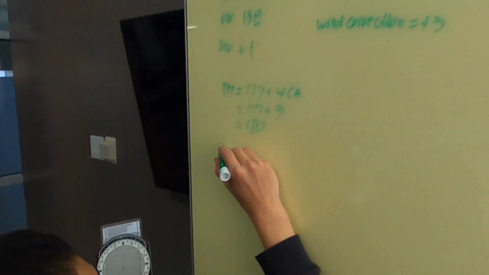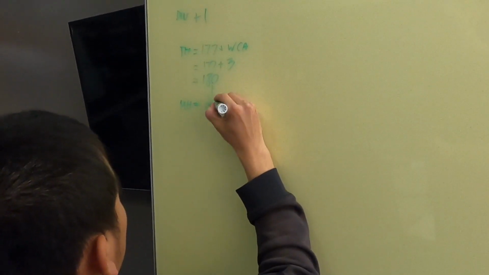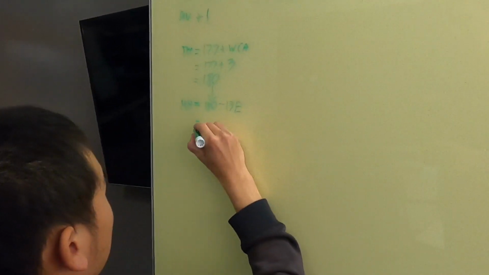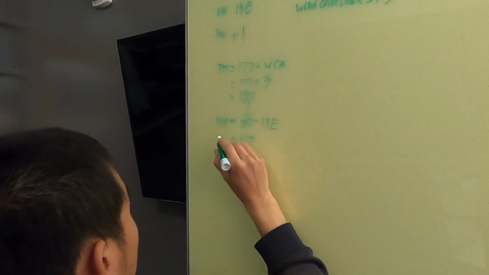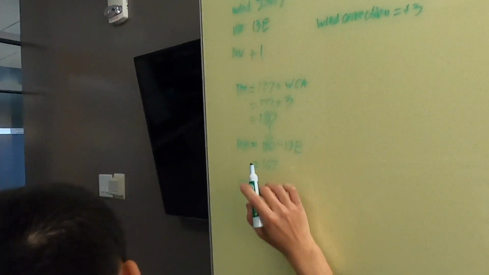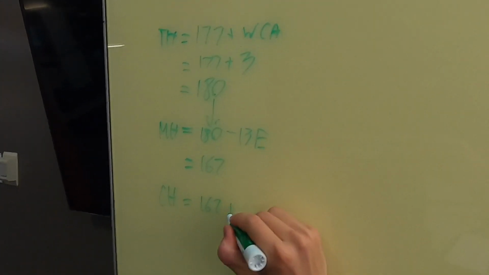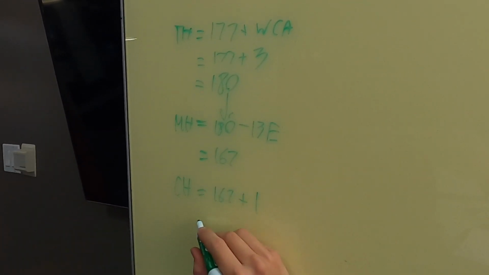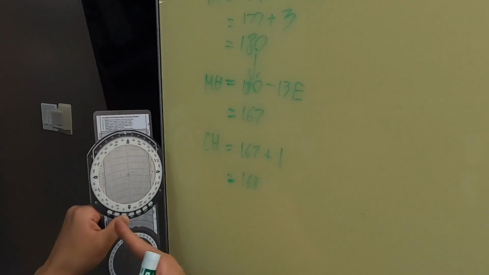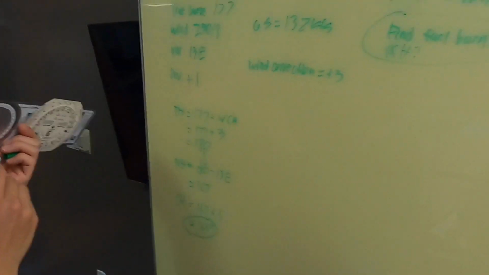Now we're going to find our magnetic heading, which is equal to this number right here. If it's east, you subtract, so do that. Now we have our magnetic heading, we're going to find our compass heading. Because we have the deviation here, we're going to go 167 plus 1, which gives 168. So your compass heading, after going through all these steps, is going to be 168. That's what you're going to try to fly on your compass.